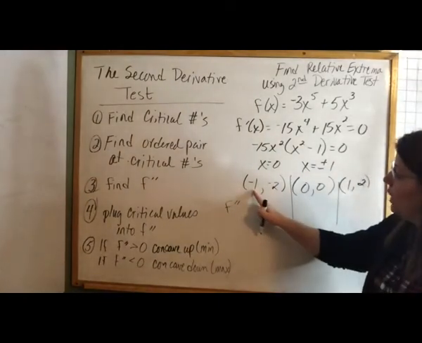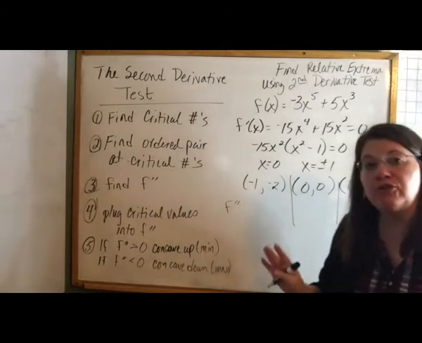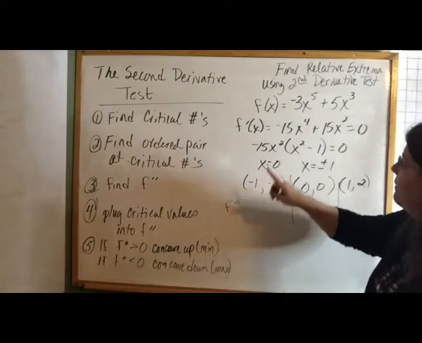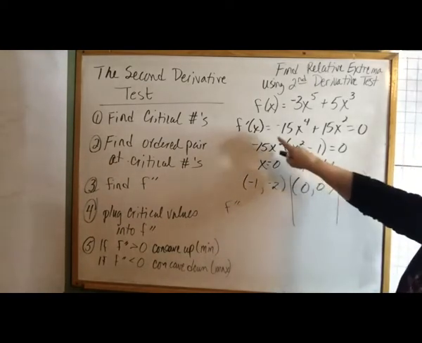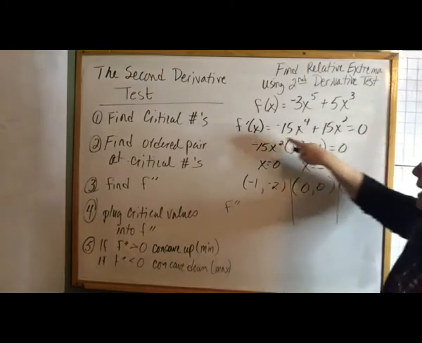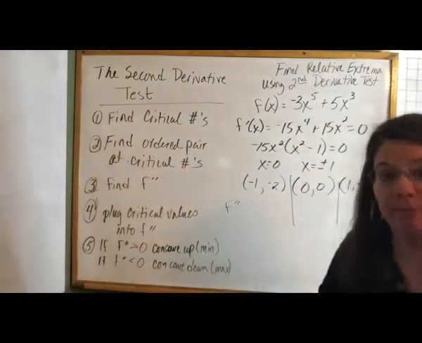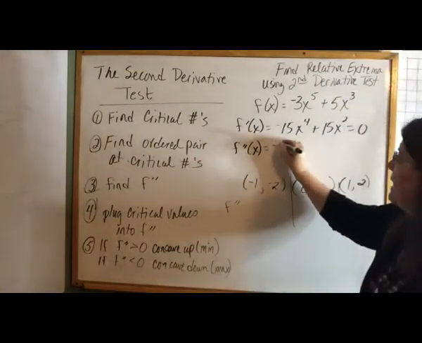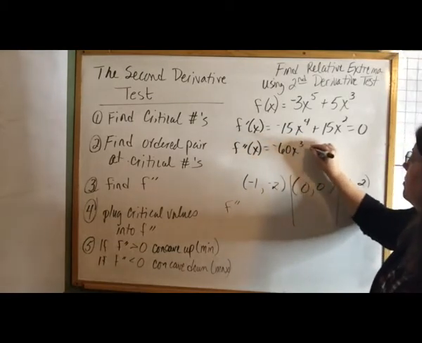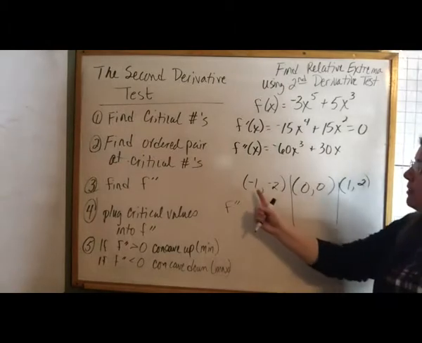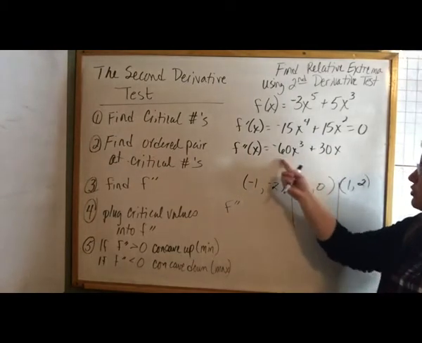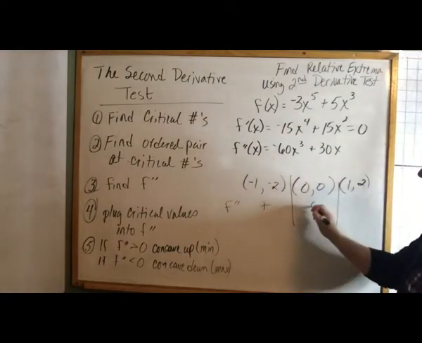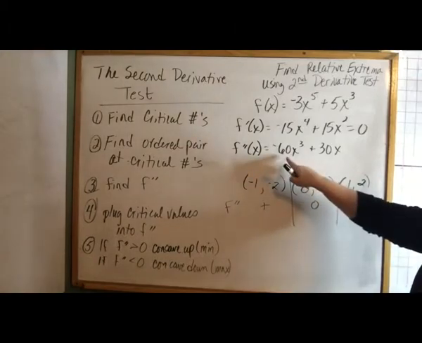So if I plug negative 1 into the second derivative, all I'm interested in is whether it's positive or negative. Well, I don't have f double prime. I only have f prime. So I'm going to clear a little space and find f double prime. I'm just going to take the derivative again. That would be negative 60x cubed plus 30x. If I plug negative 1 into this function, I have a positive number. If I plug 0 in, I get 0. If I plug 1 in, I have a negative number.